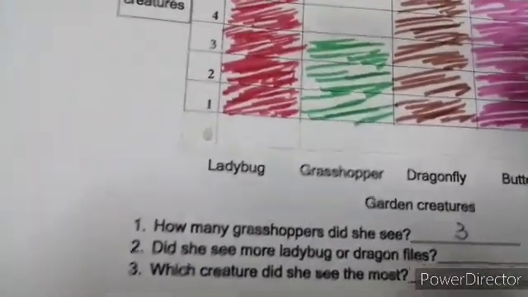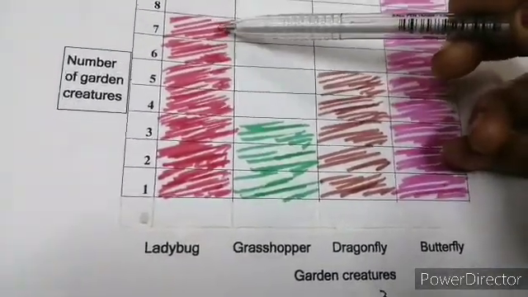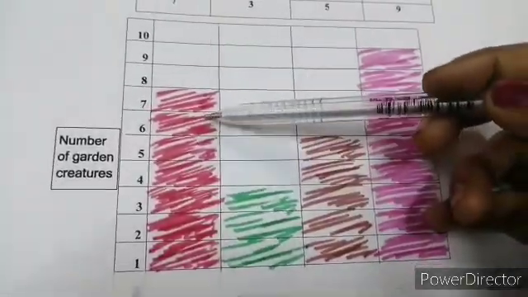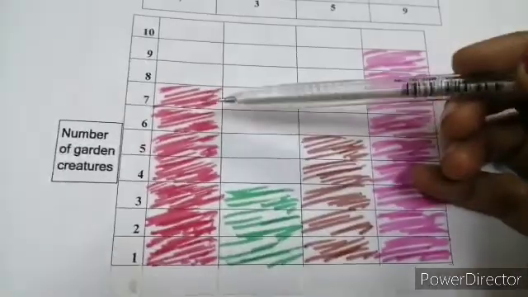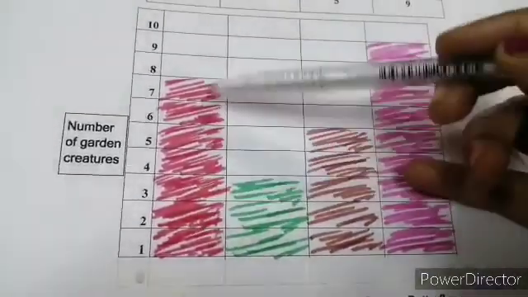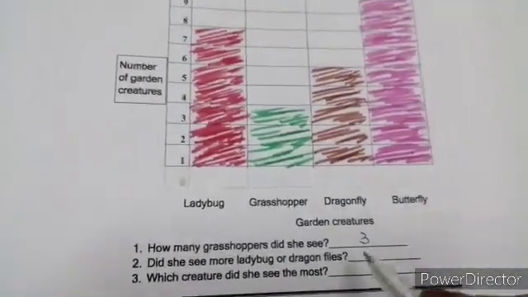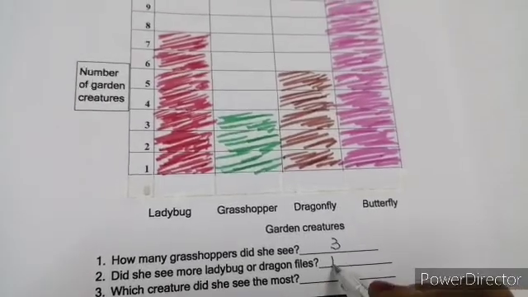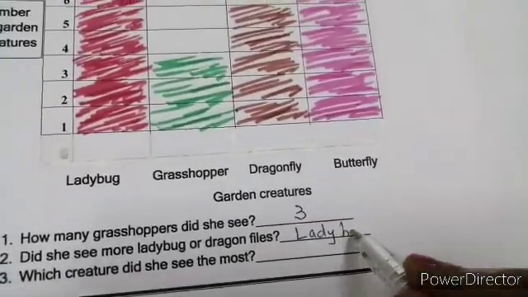Did she see more ladybug or dragonfly? So this is the ladybug bar and this is the dragonflies bar. Which is more? This is more, right? The height of this is more. So she saw more ladybugs. You can even cross check it. This is 7 and this is only 5. So this is bigger. So by seeing the block graph, you can say that ladybug is more. Alright, ladybug. She saw more ladybug.